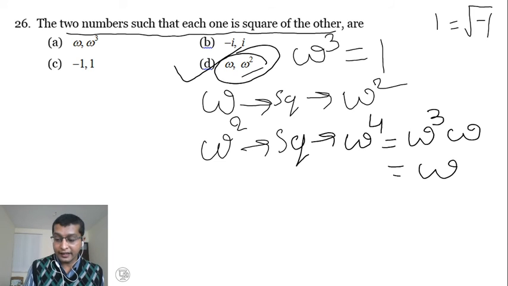You can check with the other options also. See, D satisfies this relation. You have to do it in a very simplified manner, very quickly.